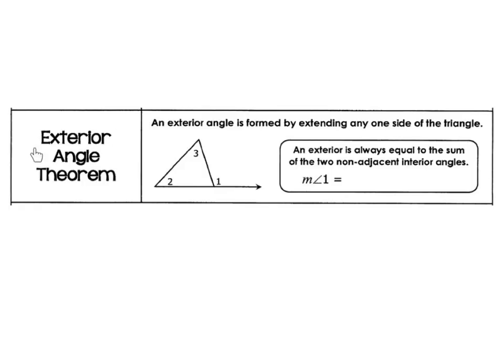Now the exterior angle theorem tells us that an exterior angle is always equal to the sum of the two non-adjacent interior angles. So the two non-adjacent interior angles would be angle 2 and 3 because they're not adjacent to angle 1, and they are the interior of the triangle. So we can say that the measure of angle 1 is congruent to the measure of angle 2 plus the measure of angle 3.